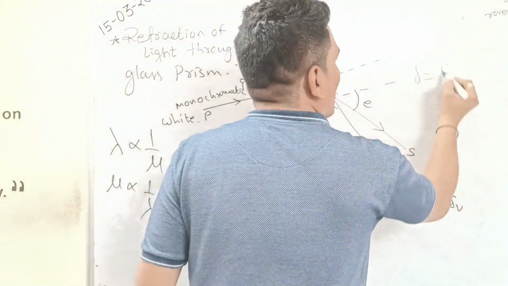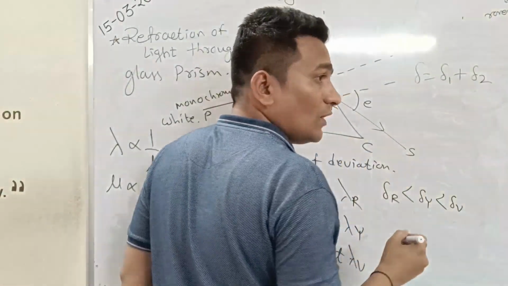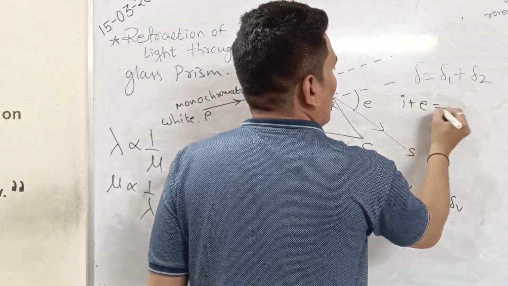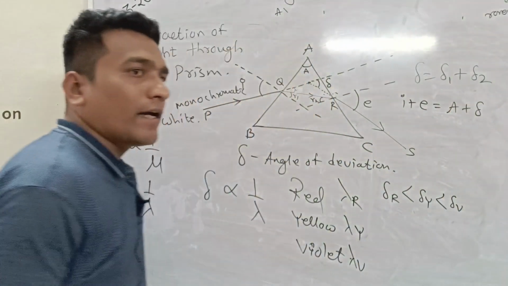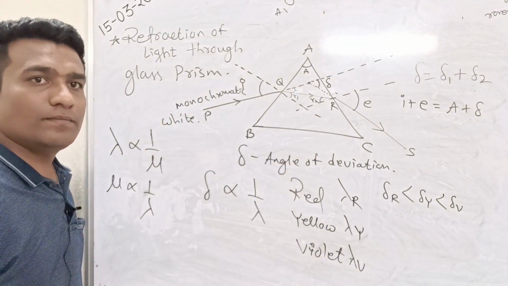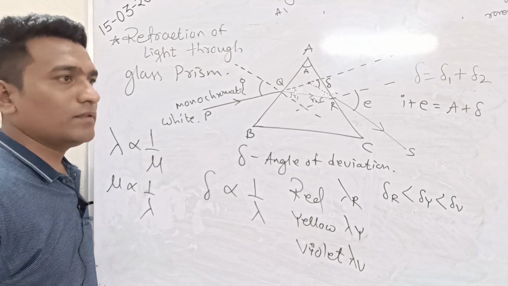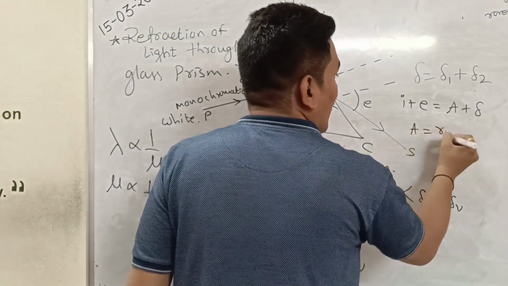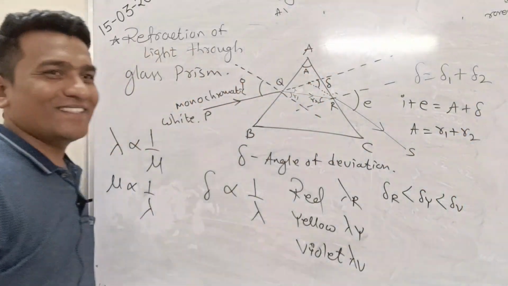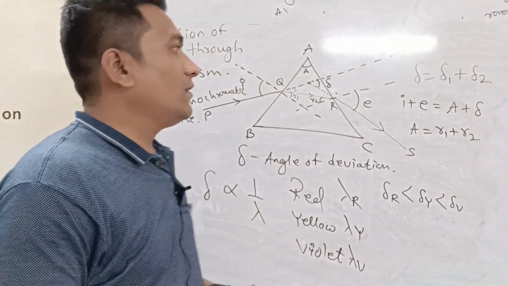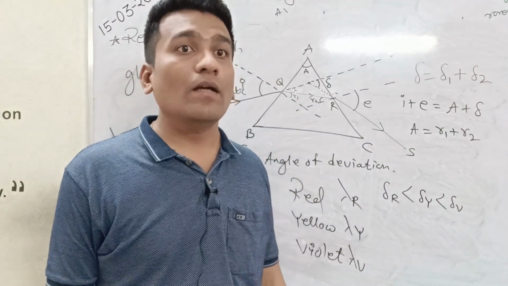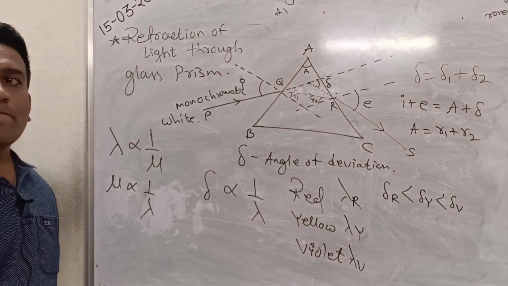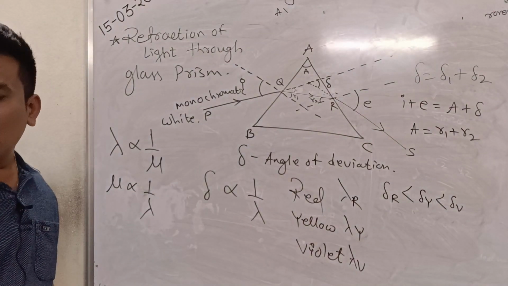So delta is equal to delta 1 plus delta 2. We have one more relation, that is I plus E is equal to A plus delta. Right now derivation won't be asked, so I am not going to derive that. And A is equal to R1 plus R2. Yes, it comes in questions. I have just quickly summarized all the prism.